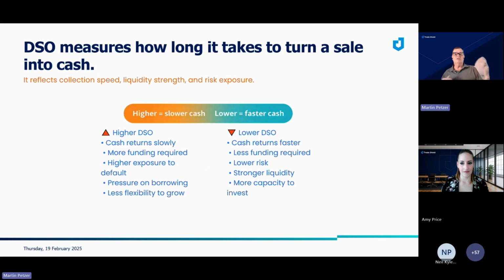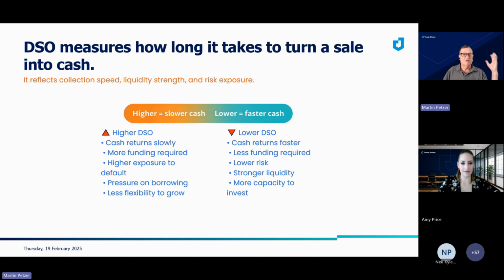DSO measures how long it takes to turn a sale into cash. Now, we all now know what days sales outstanding means. It's one of the most important indicators when you talk about cash health or credit in business or how business is driven. How long does it take from the moment the sale is raised till that moment that the cash is in the bank? You know, people always say a sale is not a sale until the cash is in the bank. And this is what we're talking about.